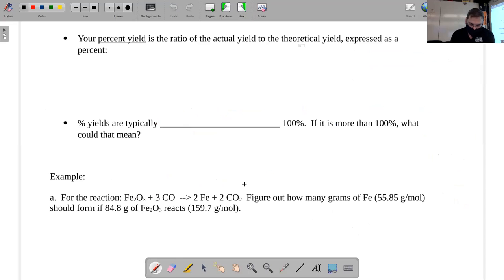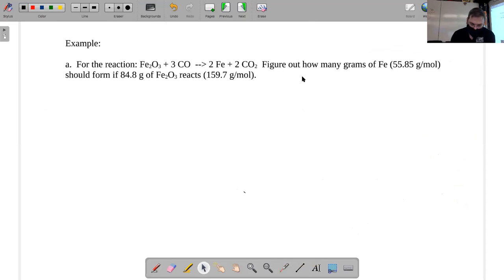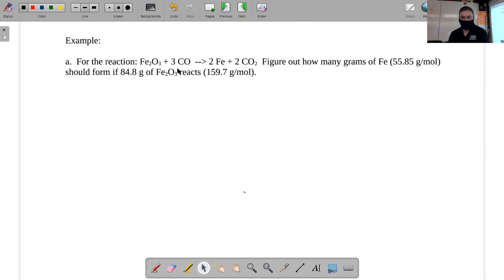Okay, so here's an example. Let me move this up. So here's a reaction, a little different. Iron oxide plus carbon monoxide makes iron and carbon dioxide. So for this reaction, we want to figure out how many grams of iron we should get if 84.8 grams of iron oxide reacts. These are just the formula masses that are provided. So if you take the 84.8 grams of iron oxide, we want to figure out how many grams of iron are produced.